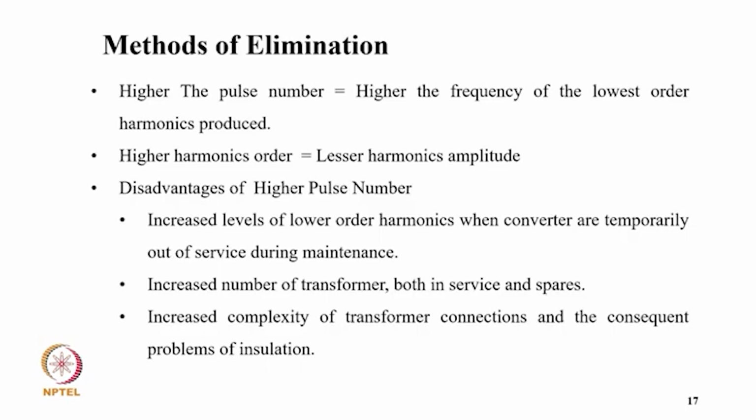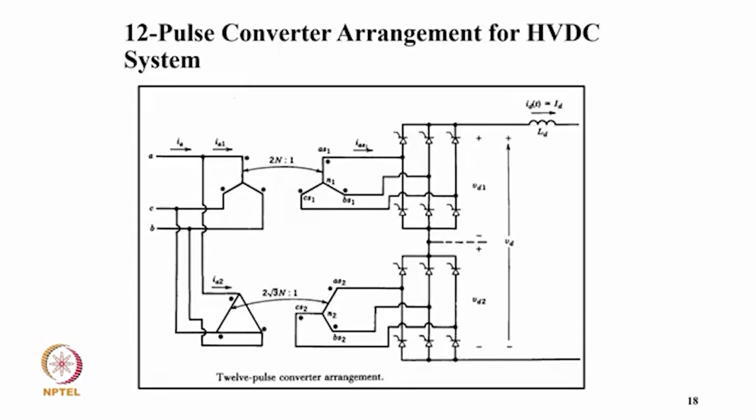The disadvantages of a higher pulse number are the increased level of lower order harmonics when converters are temporarily out of service during maintenance, an increased number of transformers both in service and spares, and increased complexity of transformer connections with the consequent problems of insulation. And this is a typical 12-pulse converter arrangement, which is the basic unit for an HVDC system.